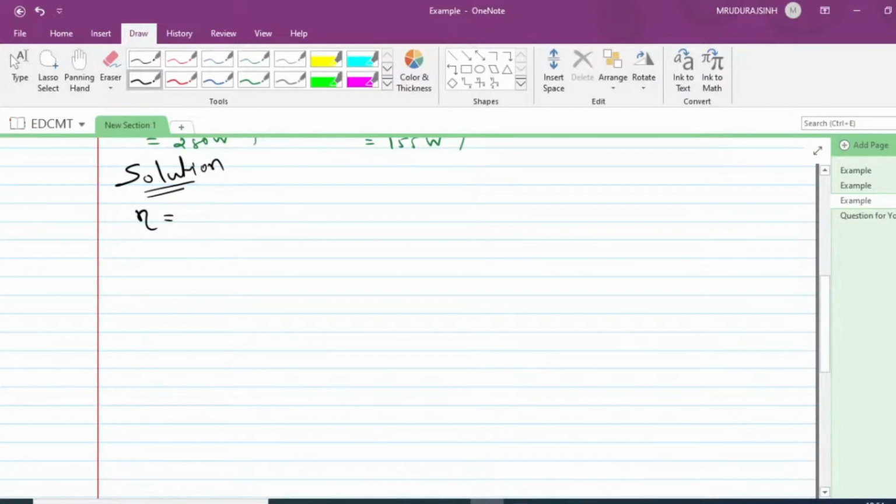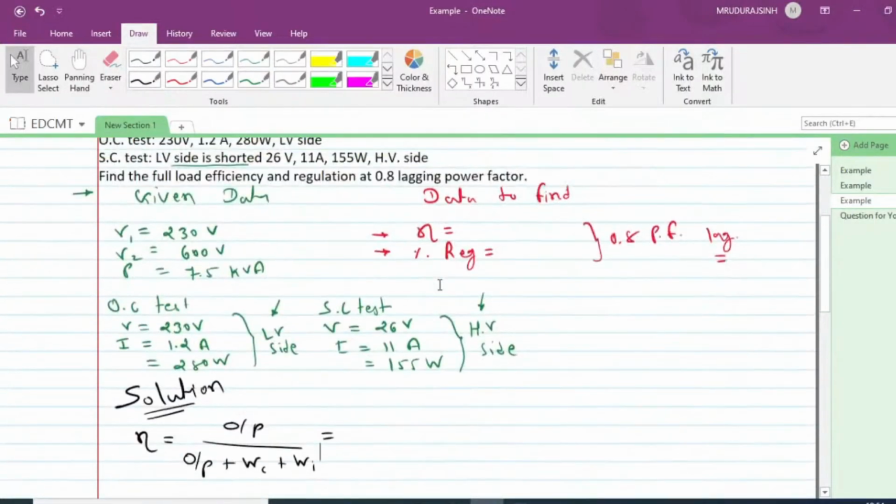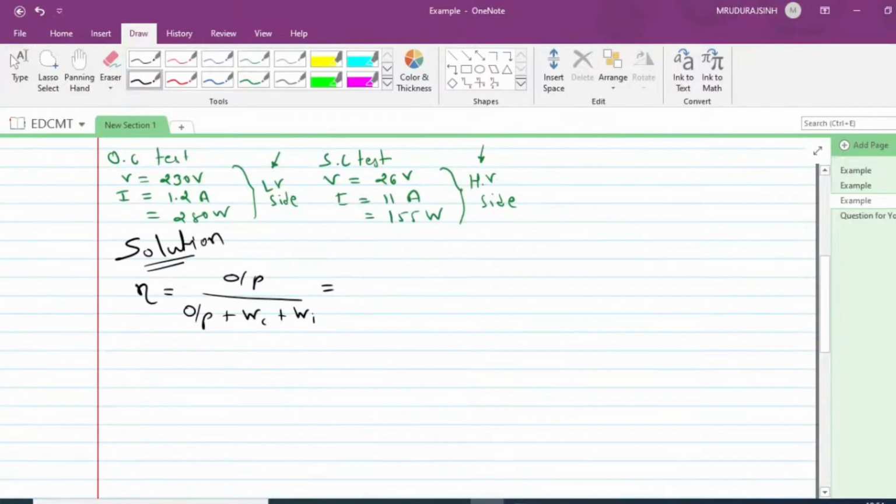So the equation for efficiency is output divided by output plus copper loss plus iron loss. The output we need to calculate, so we'll do it very quickly because in the previous two examples we have seen this process. So output is equal to kVA into cos phi.